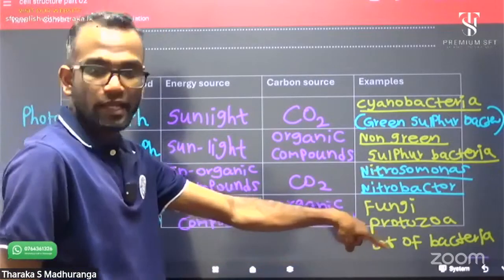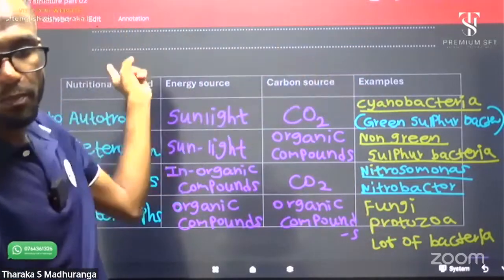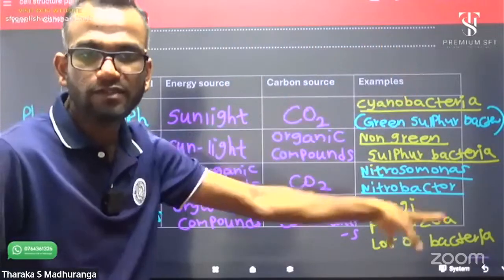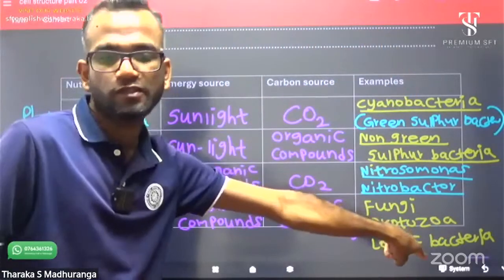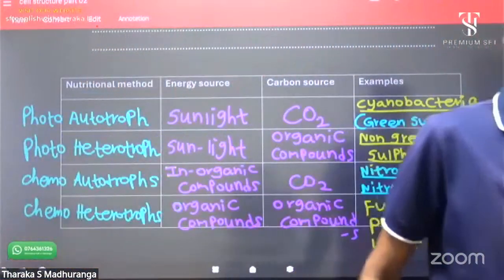I'm not adding animals. Plants are autotrophs. We are discussing microorganisms, so animals go into this group, right? First part is done.